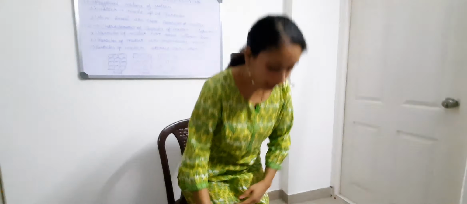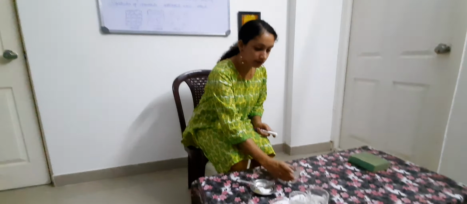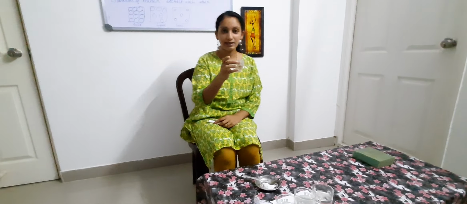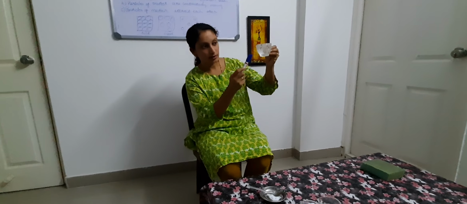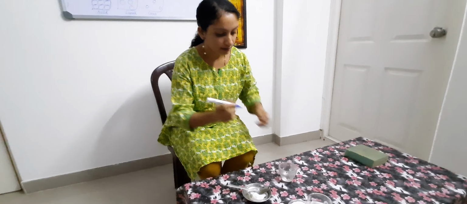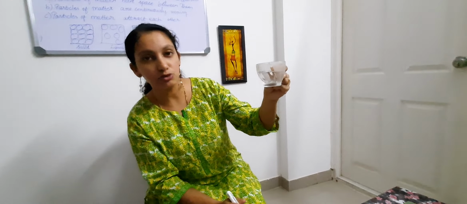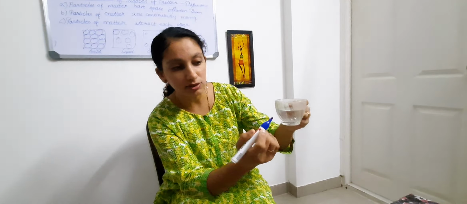So here I have taken water inside this glass, and you can see more than half of this glass is filled with water. Now I am going to mark the upper level of water. Now I have done the marking. You can see this. Please do these experiments at home so that it will be easy to understand these activities. So now the marking is done here.